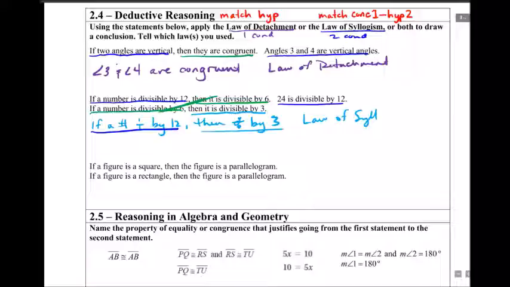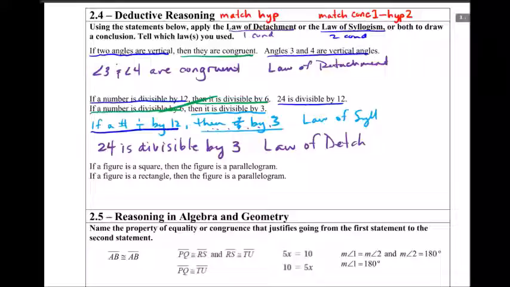So now we can match this other statement over here, 24 is divisible by 12, to our beginning statement here, our hypothesis. Our hypotheses match. So now we can write 24, that is a number, 24 is divisible by 3, because our new conclusion here, if our hypotheses match, then we can make the same conclusion. We don't like to assume. So that's the law of detachment.